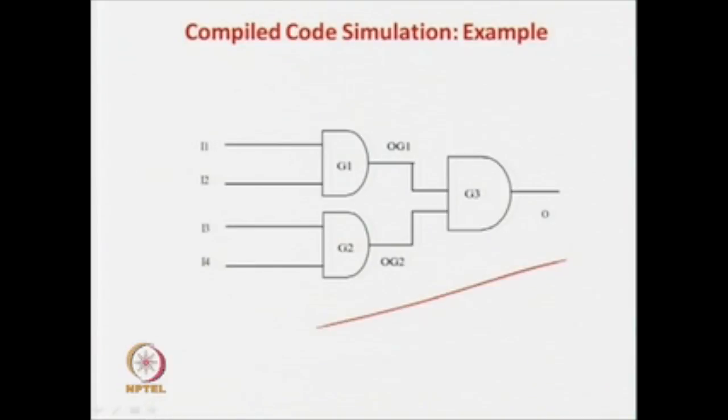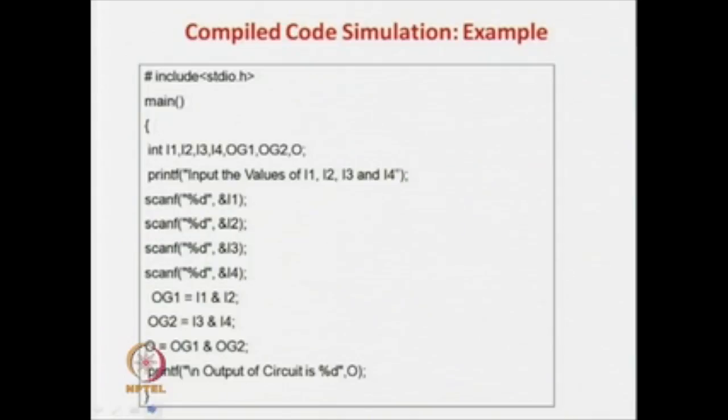Say, for example, a very simple circuit with 4 inputs and 1 output. Now, how do you do this? You can represent it in C. You have lines like 1, 2, 3, 4, which are the input lines, these are the output lines, and these are temporary variables.